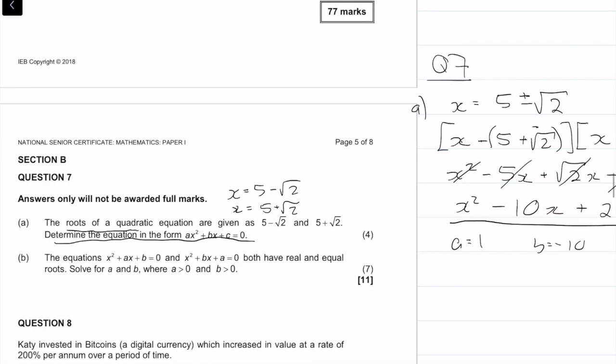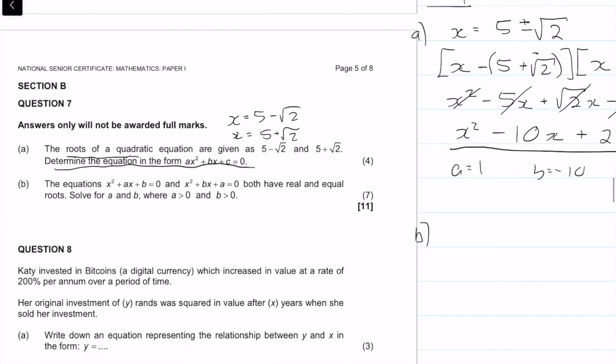Okay, so the next question, part B, says the equations x squared plus ax plus b equals 0 and x squared plus bx plus a equals 0 both have real and equal roots. And we have to solve for a and b.